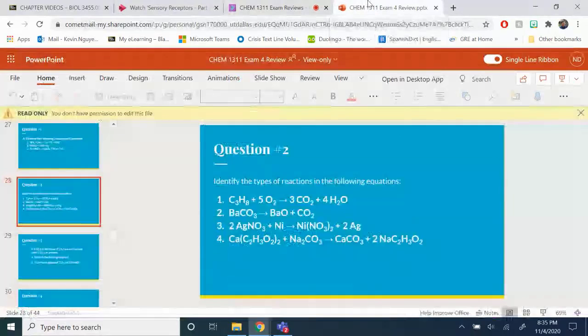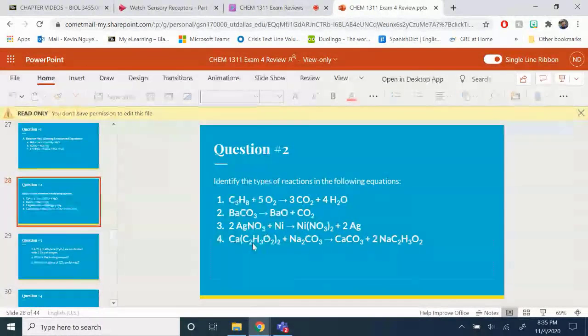Single replacement, exactly. We have a single metal, nickel right here, right? It's swapping in with nitrate. So it's like trades partners. It kicks out the silver and it forms this new compound. So that's why it's considered single.